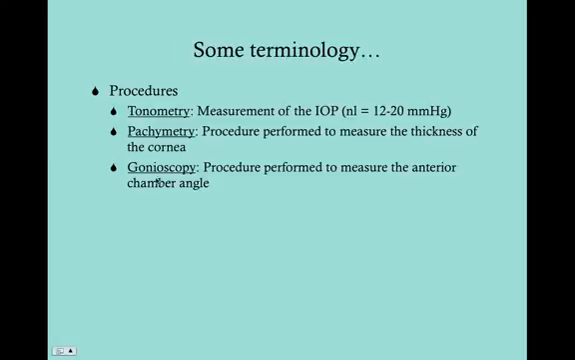And remember, a thin cornea puts you at risk for glaucoma. Then gonioscopy is another important intervention that's done, and this is a procedure that's performed to measure the anterior chamber angle. This is done by an ophthalmologist. This requires training, so you're not going to do it, but you should know that gonioscopy is a procedure that's done to measure the anterior chamber angle.